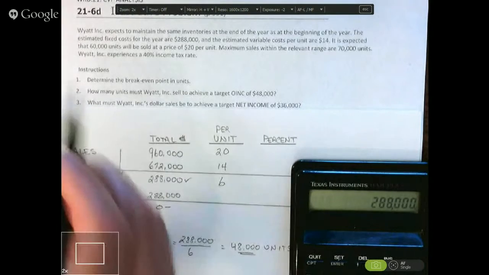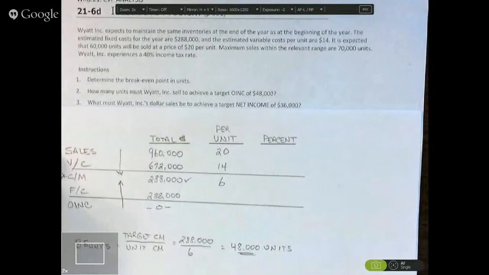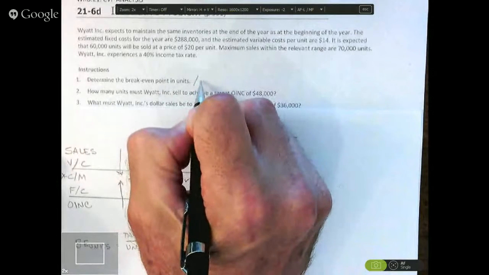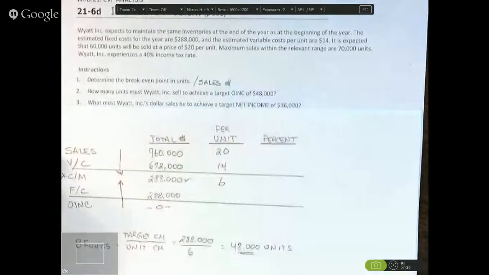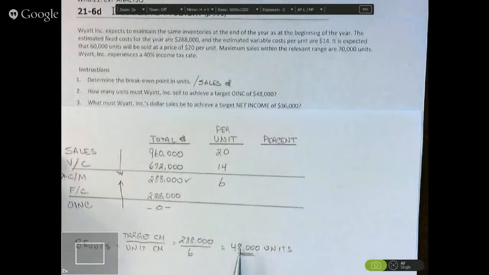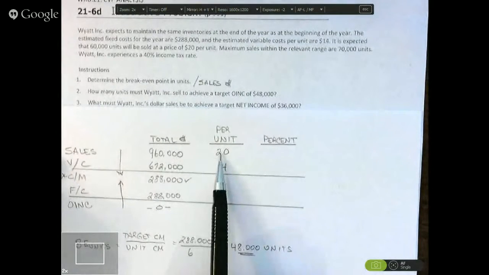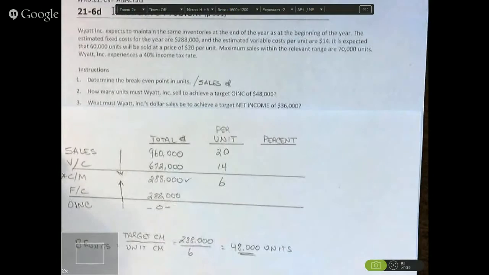All right, so that takes care of item 1, calculating the break-even point in units. Now, let's add one more thing to this. Let's also calculate the break-even point in terms of sales dollars. Well, you can see that we have already done that, because if we calculate the 48,000 units to break even, and multiply that by the $20 per unit, we will arrive at $960,000 as the sales dollars. So $960,000 is the answer to that.